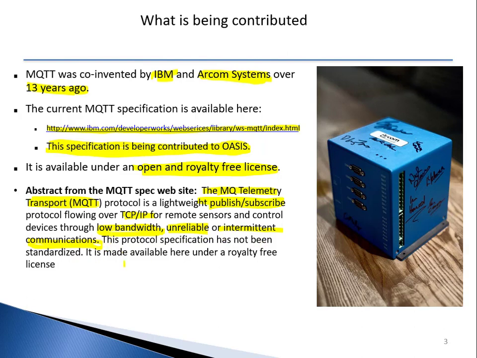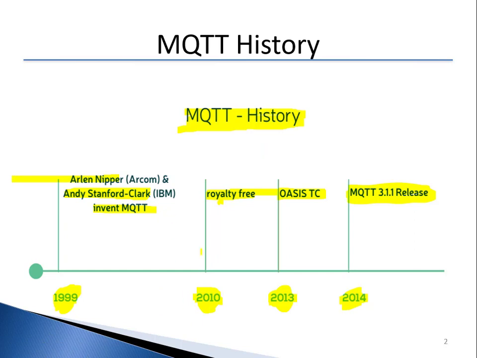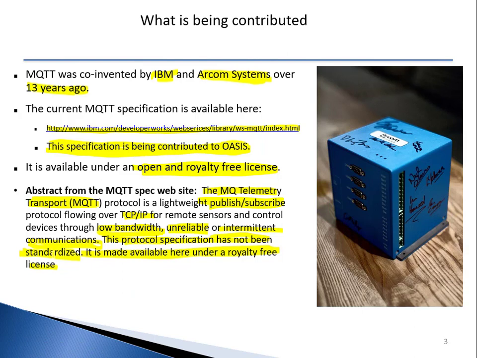This protocol specification has not been standardized, so there is still a lot of scope for standardization, and there are many brokers available for this protocol as well. This protocol is used in many industries and many IoT applications, and it is an open source protocol as well. It is made available under a royalty free license. From 2010 onwards it is royalty free. Earlier it was chargeable and used within IBM only, but from 2010 onwards it's royalty free. So many people can use this protocol for their development.